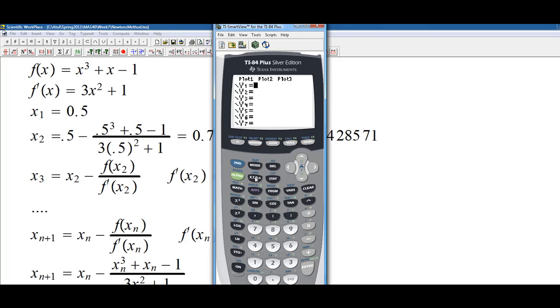So for y1, we have x to the 3rd power plus x minus 1. All right, that's my function. And we are going to take y2 as the derivative of this function, which is 3x squared plus 1. Now just to speed up the process, we will create another function y3 in the following manner: we need the previous value, that is x minus, and then we want y1 over y2.